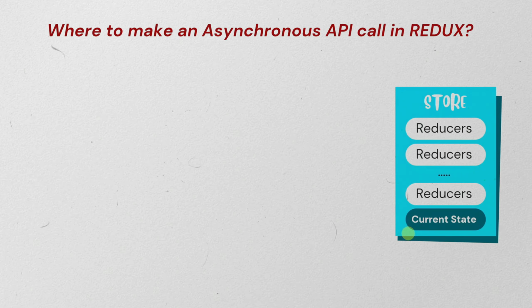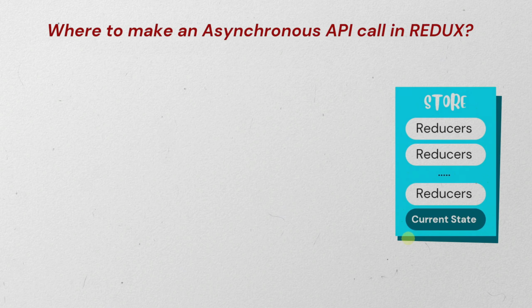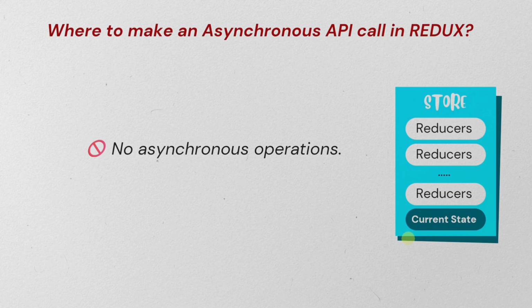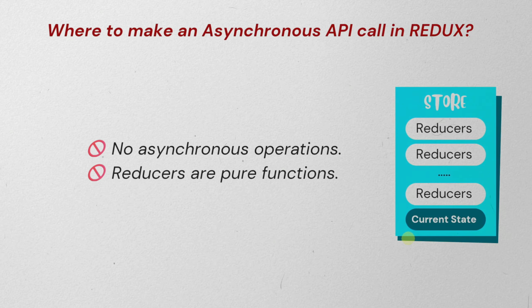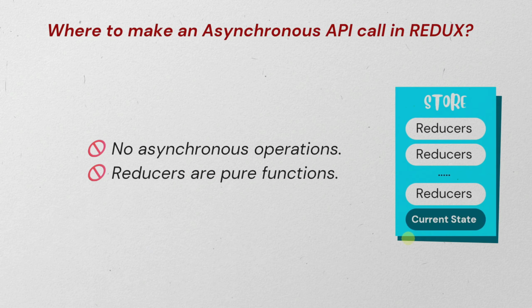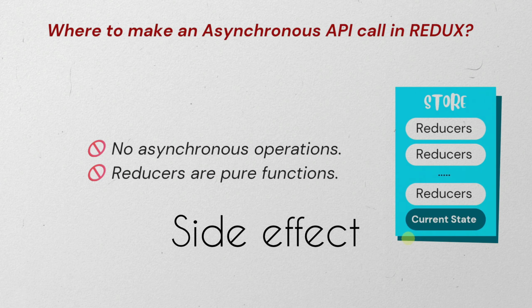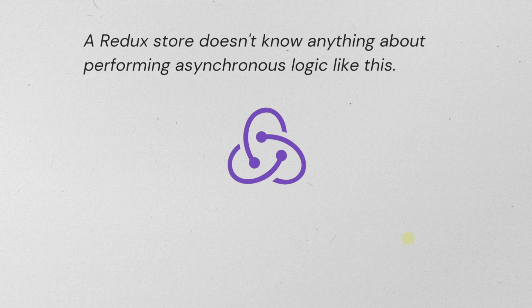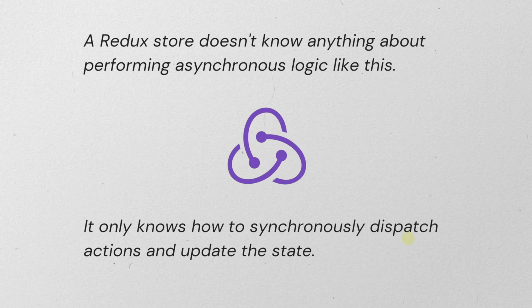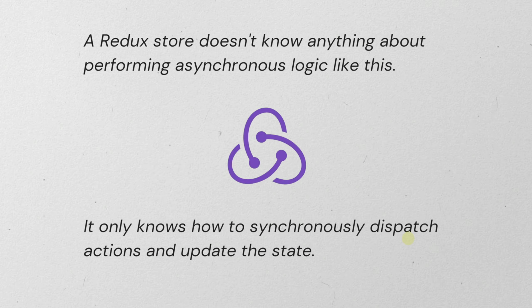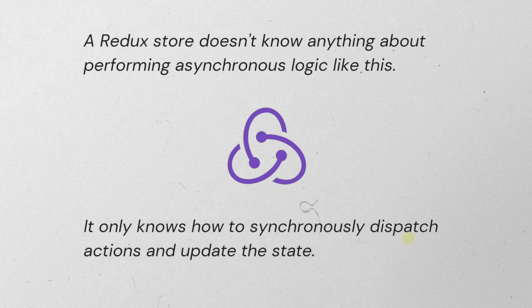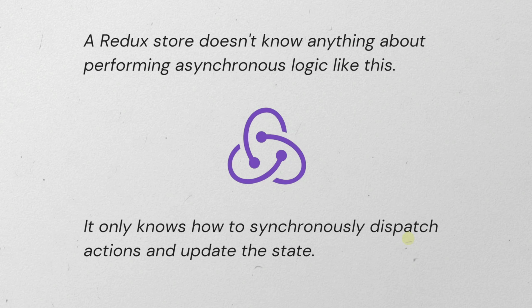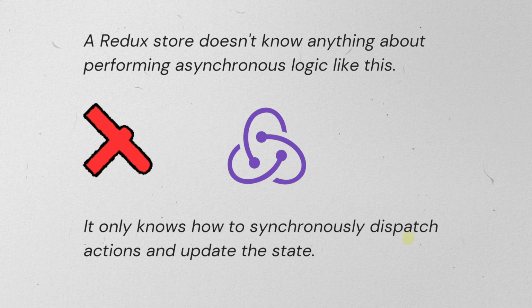So now the question is, where do we make an asynchronous API call in Redux? Because inside the store, we have our reducer. Definitely, inside the reducer, we cannot write any asynchronous operation code because our reducers are pure functions, which means we cannot write any code that has some side effect. And also, our Redux store is not aware of how to perform this asynchronous logic. It only knows how to synchronously dispatch an action and update the state. And once the state is updated, our component will be re-rendered.